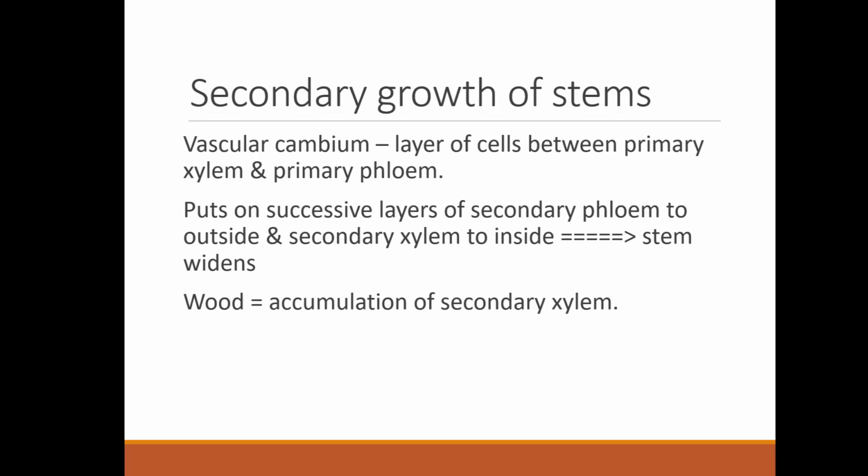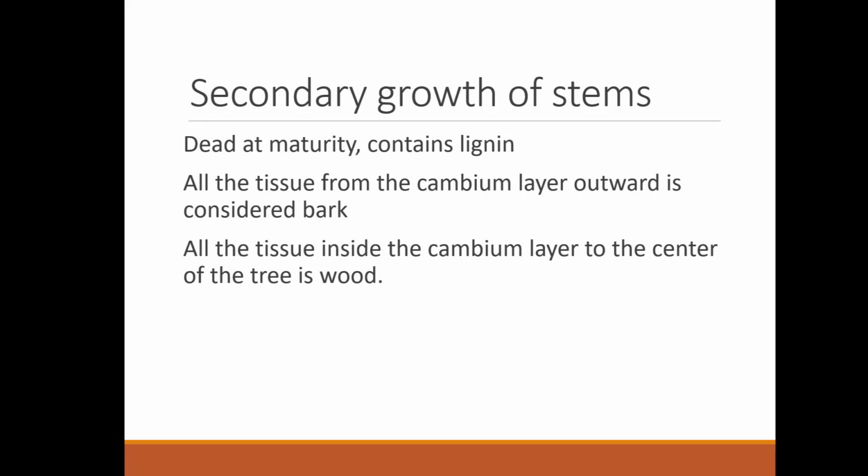So vascular cambium is a layer of cells between the primary xylem and the primary phloem. It puts on successive layers of secondary phloem to the outside and secondary xylem to the inside, and that increases the stem. And wood is the accumulation of secondary xylem. It's dead at maturity and contains lignin. Lignin is the hard part of the wood, and all the tissue from the cambium layer outward is considered bark. All the tissue inside the cambium layer to the center of the tree is wood.